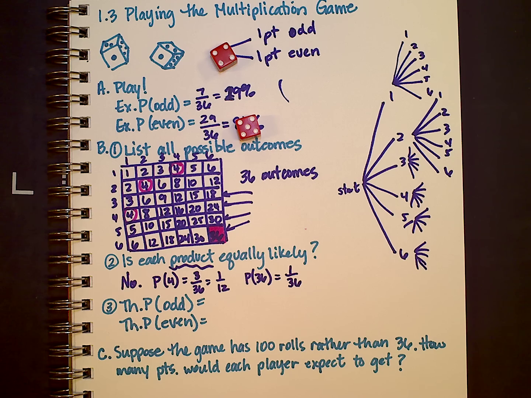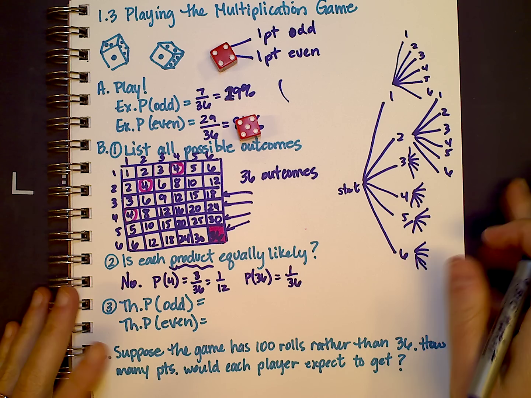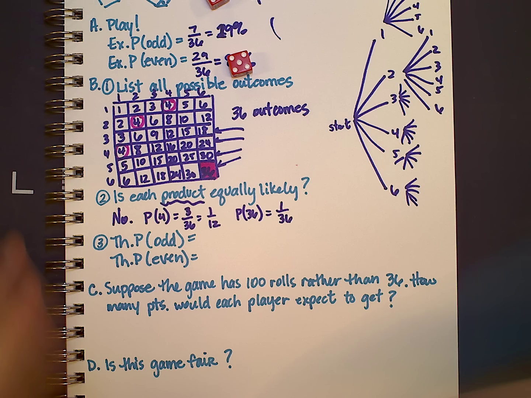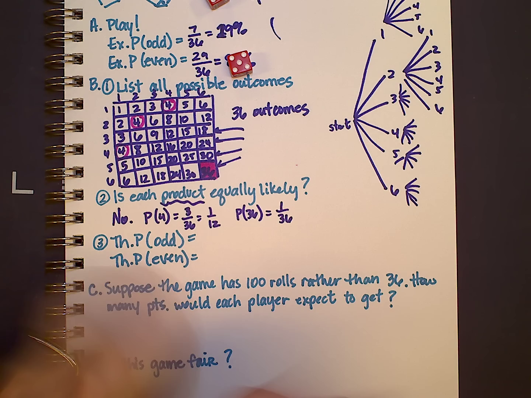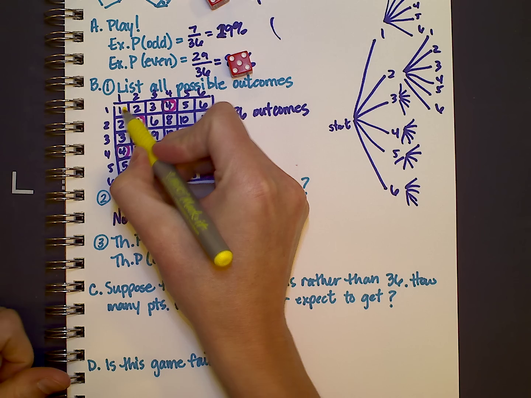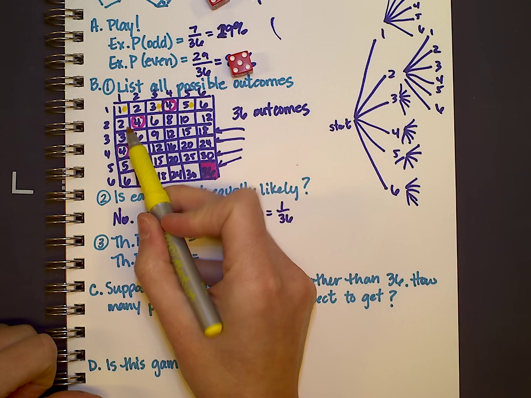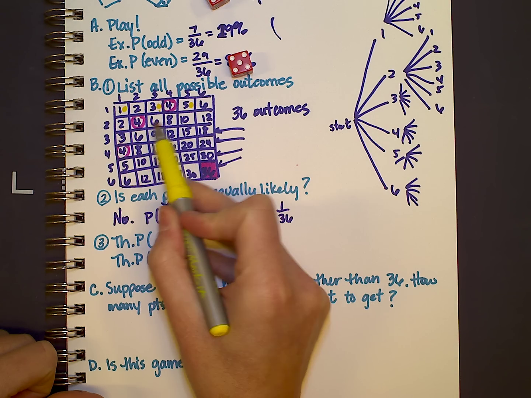All right, so let's go to the theoretical probability. The theoretical probability of an odd. So what I'm going to have to do is count how many odds out of 36 I have. And I think I'll use my yellow here. I'm just going to put a dot in each of my odd products, 1, 3, and 5. And then look what happens here. All of these are even.